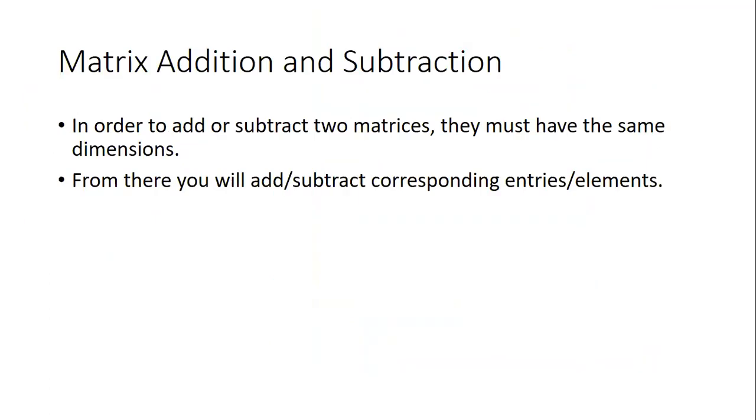All right, cool. Now, we're going to move into matrix addition and subtraction, okay? In order to add or subtract two matrices, they must have the same dimensions. Dimensions are what again? Rows and columns. Remember, it's row by column. So it's the number of rows by the number of columns, RC colon, okay? From there, you will add and subtract corresponding entries. That means if I'm in row 1, column 1, I'm going to add or subtract to the other element in row 1, column 1. Make sense?